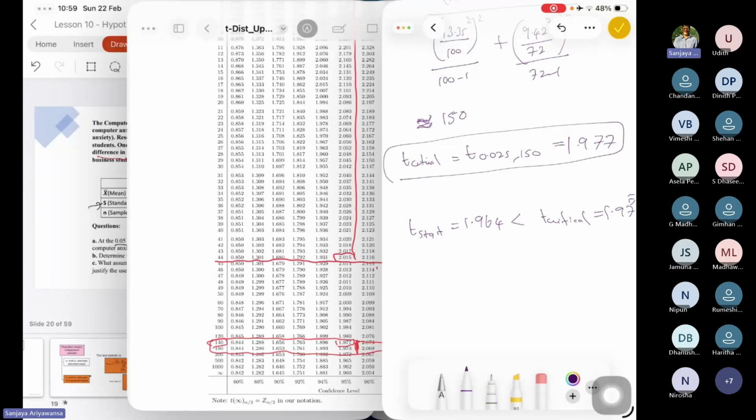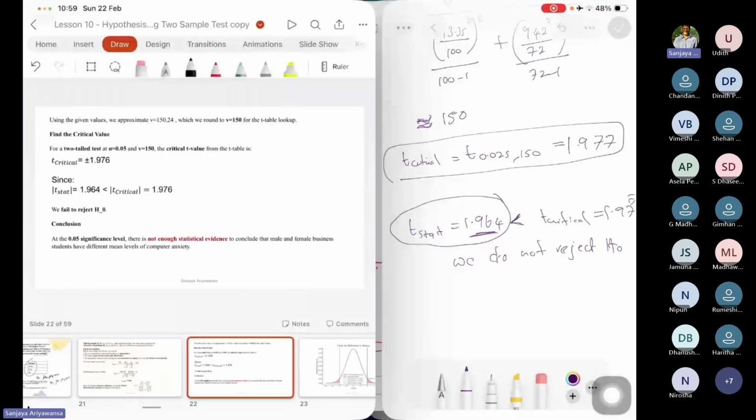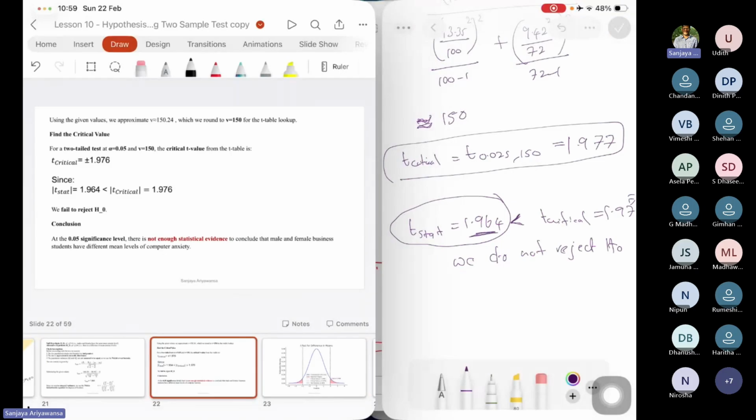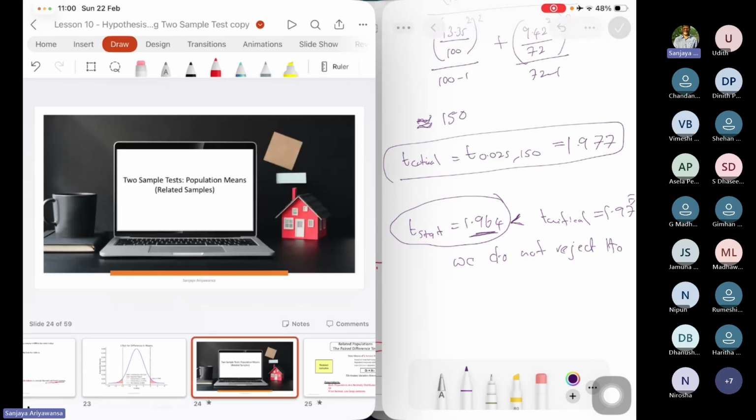So therefore, we do not reject H0. In this case, thankfully, everything is above. For 140 and 180, it's 1.973 and 1.977, so it's above the t stat value. The t stat value is safely in the do not reject region. So that's another example. We have to say that at the 0.05 significance level, there is not enough statistical evidence to conclude that the male and female business students have different mean levels of computer anxiety.